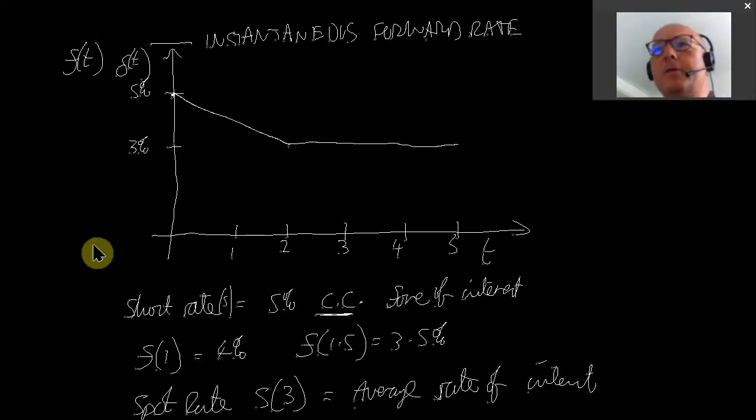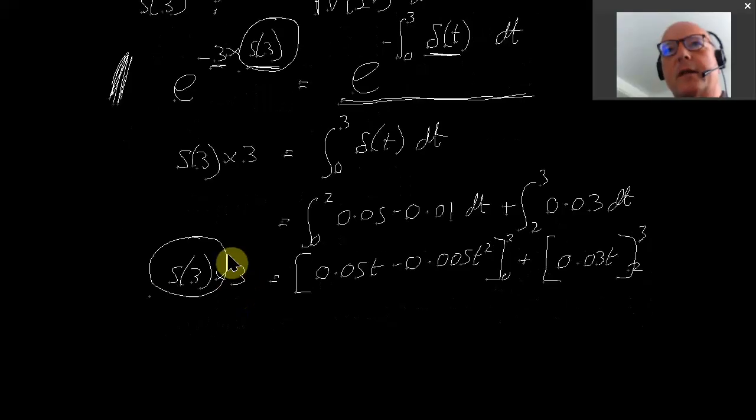And then we've got the longer term forward rate, the capital F, which we have between two different terms. So really, if you think of the spot rate as being the average rate of interest between 0 and a particular term, then the capital F is the average rate of interest between two particular terms.